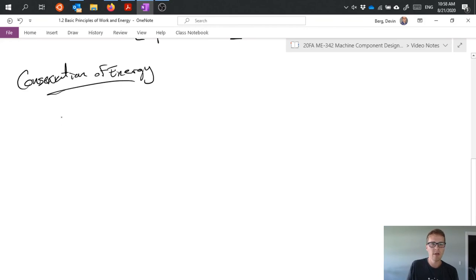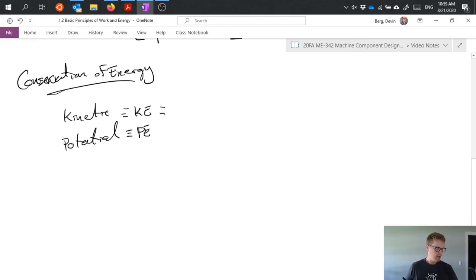So conservation of energy, generally we have two forms of energy, right? We have kinetic and we have potential. Kinetic energy we'll often write as KE, potential energy PE, and kinetic energy is the energy of motion. Things move, they have energy. So the general basic equation for kinetic energy is 1/2 mv squared, and for potential energy, one form of it is mgh.